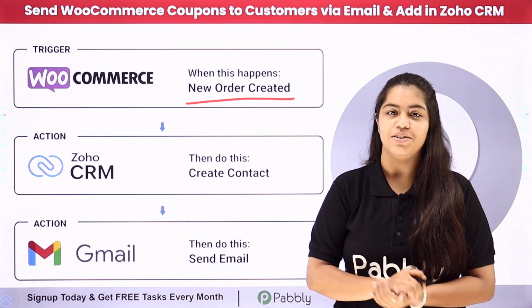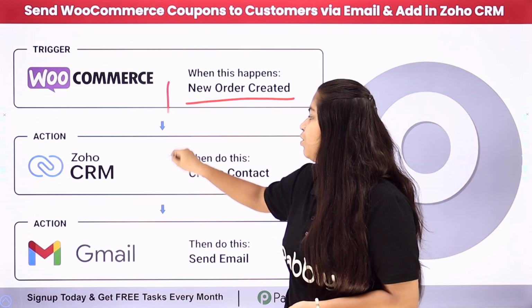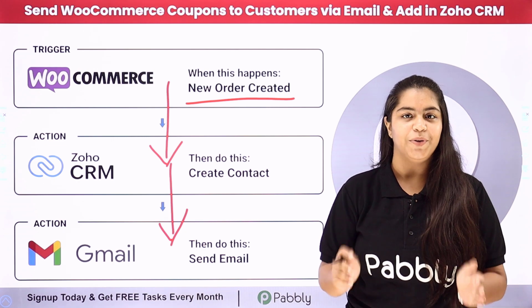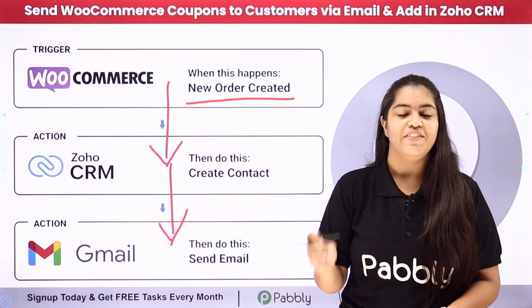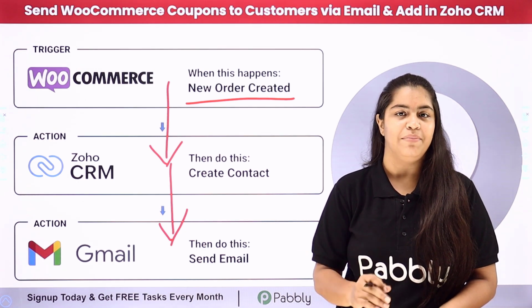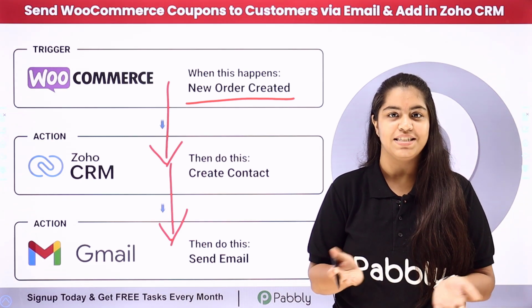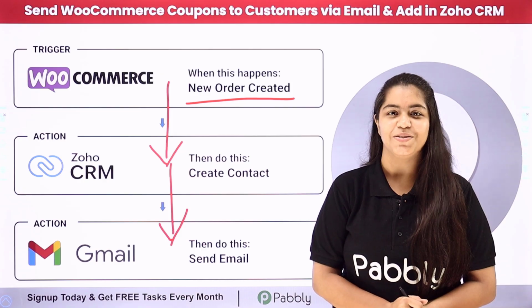So to do this, we are going to create a connection between WooCommerce, Zoho CRM and Gmail. To create this connection without knowing any programming or coding language, we are going to use Pabbly Connect. It is an amazing automation software. So do you also wish to learn this process step by step? Then let me take you to my computer screen.